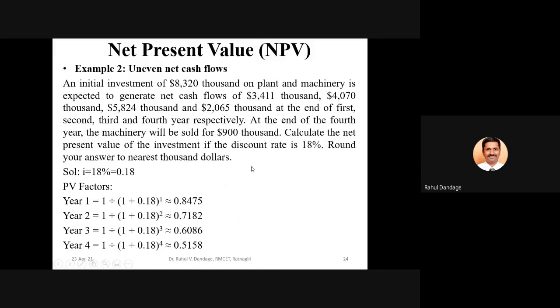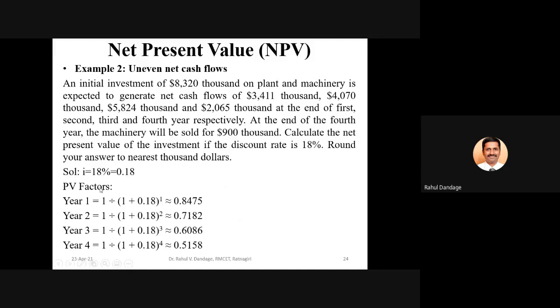So if we look at this problem, the basic things which are required to apply the net present value method are given. Initial investment is given. The net cash flows at the end of year 1, 2, 3, 4 are given. At the end of the fourth year, the salvage value is also given, so that can be added to the cash flow. And the discount rate is given as 18%. So using all this data, we are supposed to calculate the net present value of the project and check whether the project can be accepted or it should be rejected.